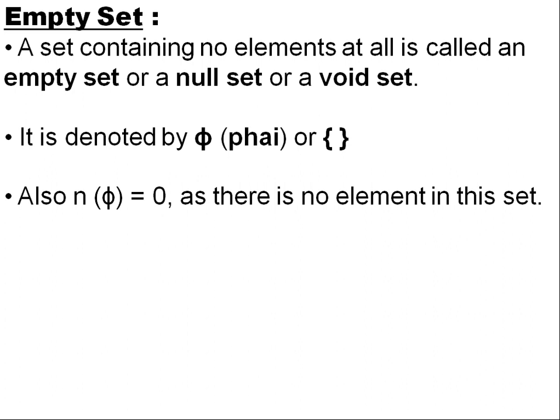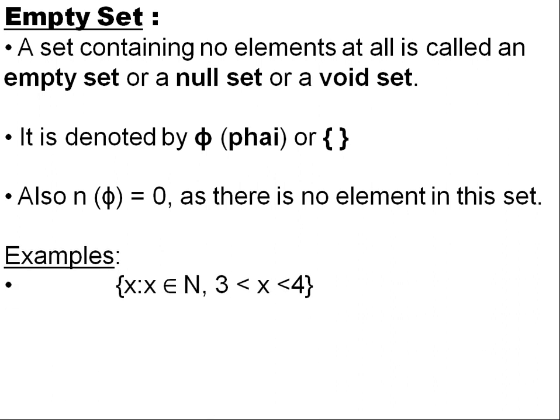Also, if we talk about the cardinal number of an empty set, that means the cardinal number of phi, it is always 0. The reason being, there is no element in this set. So the count of the number of elements is 0. Hence the cardinal number of an empty set is always 0.